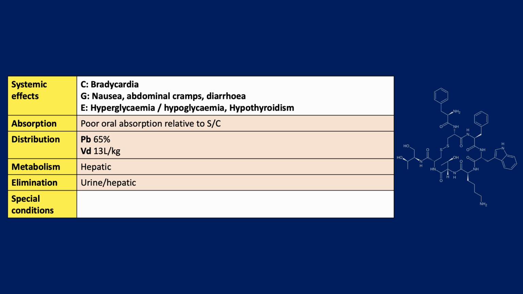Oral absorption is relatively poor compared to subcut, with high protein binding of 65%, and a volume of distribution of 13 litres per kilo. It undergoes hepatic metabolism and elimination in the urine and via the liver.